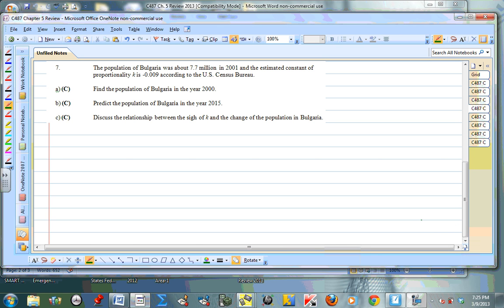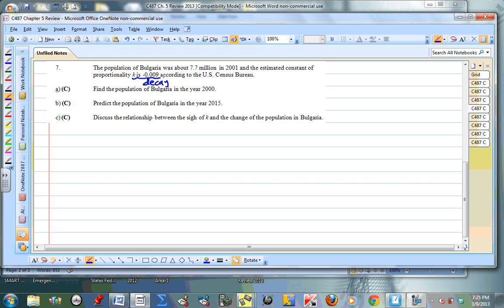On problem number 7, we're discussing the population of Bulgaria back in the early 2000s. They tell us the initial population in 2001 was about 7.7 million people, and the estimated constant of proportionality is about negative 0.009. Now, the fact that k is negative means we have decay.